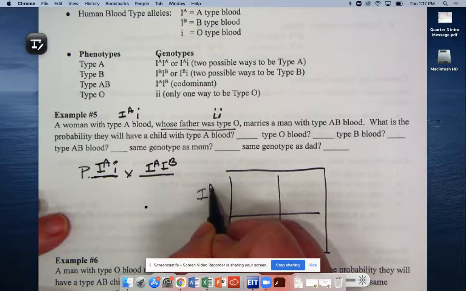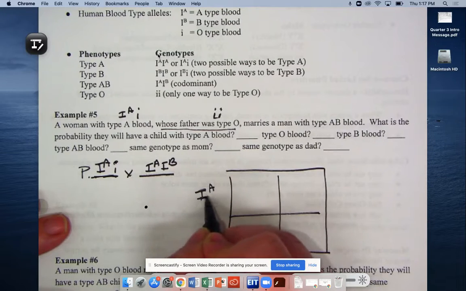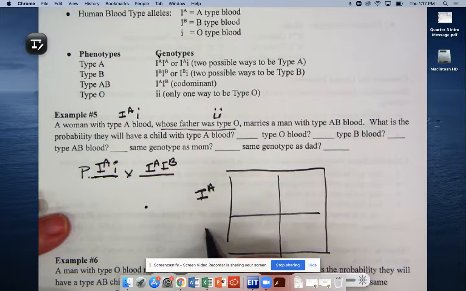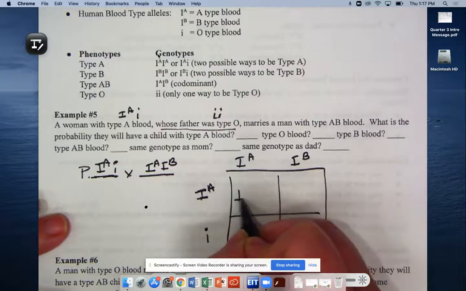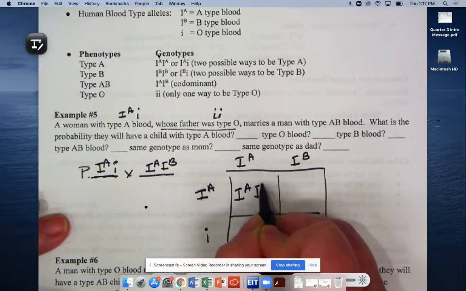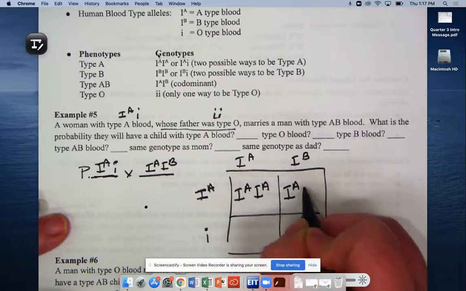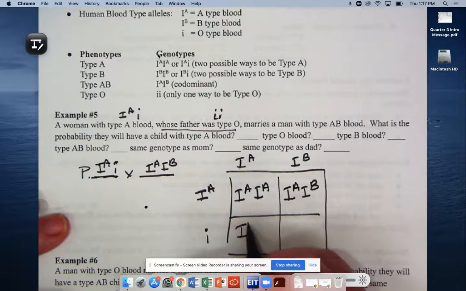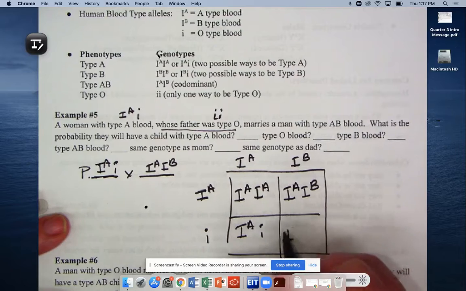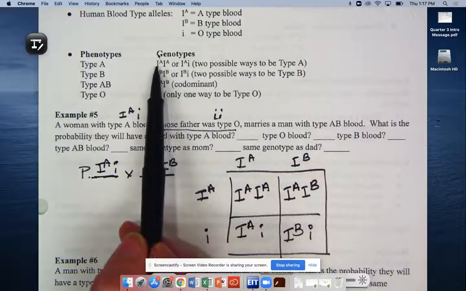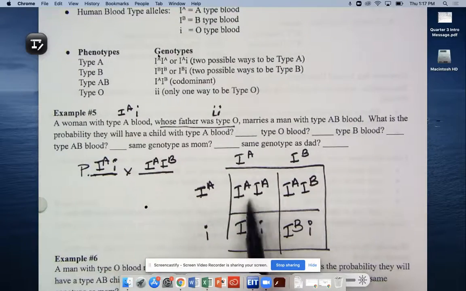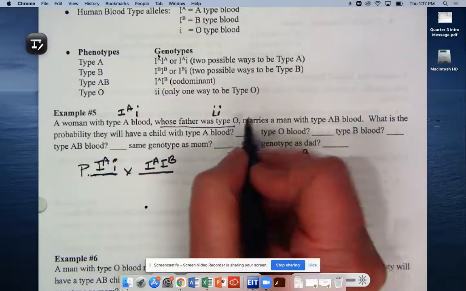So we have IA, little i, and IA, IB. So IA IA, IA IB, IA i, IB i. Now, what is the probability they have a child with type A blood? Again, type A is this one or this one. So that would be 1, 2. 2 out of 4, 1/2.